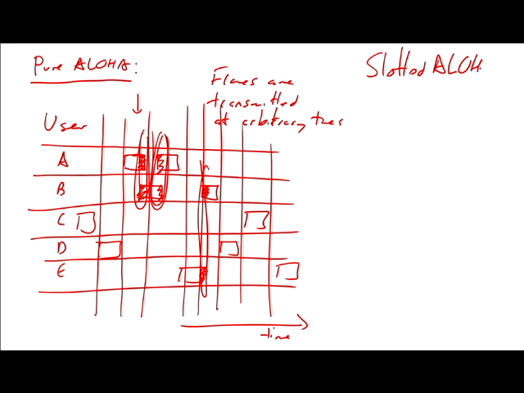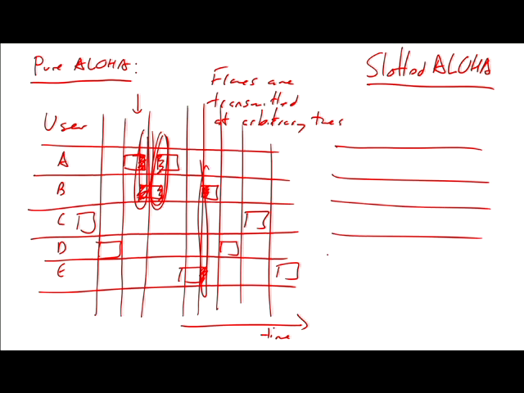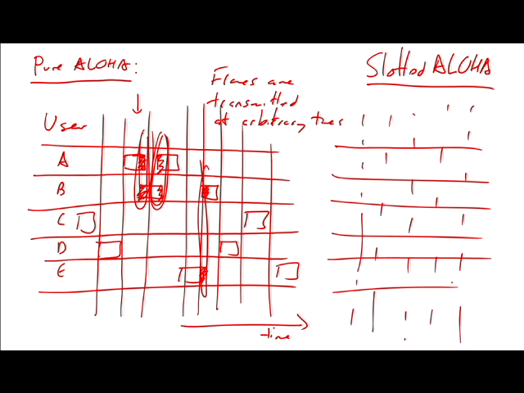Slotted Aloha: the big difference is you are constrained to be within a time instant. The way that's accomplished is there's something like a little peep, or a timing signal, at the beginning of every slot. So let's say again you have users A, B, C, D. You have these time slots, and you can only transmit at the beginning of every time slot. And all the frames are the same width.